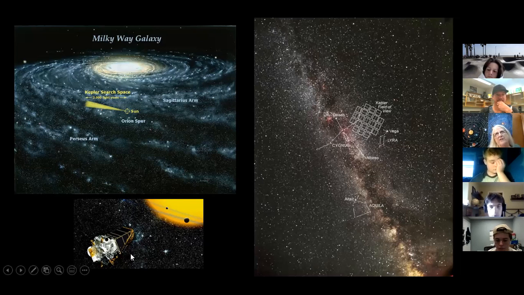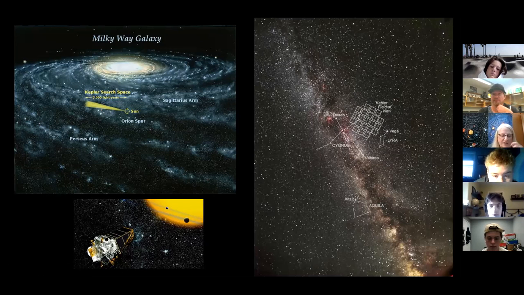It looked at about 150,000 stars in this area of the Milky Way. So here we have the Milky Way that we see in the summertime. Right here is the center of the Milky Way. And this was the area that Kepler was viewing. So it looked at 150,000 stars in this area every 30 minutes and logged the luminosity or the brightness. And here's a bit of a tilted look at our Milky Way with our sun being here, and Kepler was looking out towards this way.